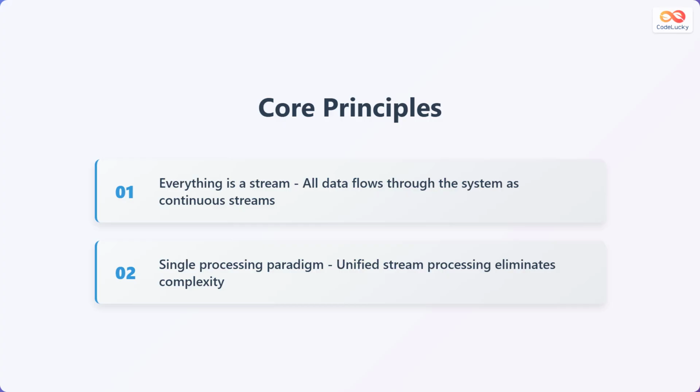There are two core principles of Kappa architecture. First, everything is a stream, meaning all data flows through the system as continuous streams. Second, single processing paradigm, meaning unified stream processing eliminates complexity.